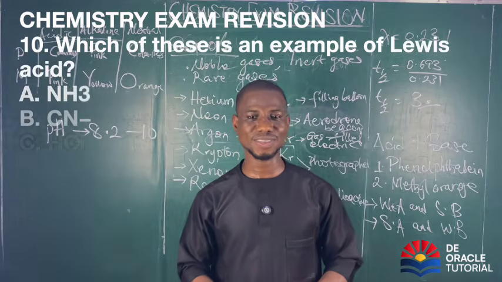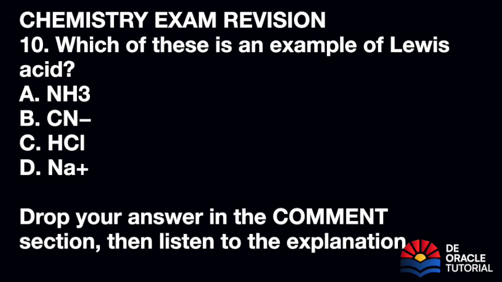Let's go to the next question. The next question says, which of these is an example of Lewis acid? Option A, NH3, ammonia. Option B, CN-, cyanide ion. Option C, HCl, hydrochloric acid. Option D, sodium ion, Na+.